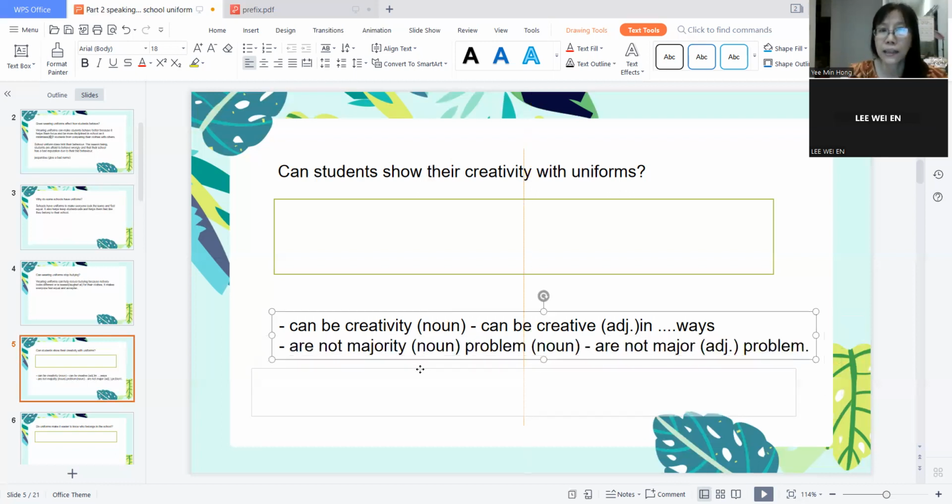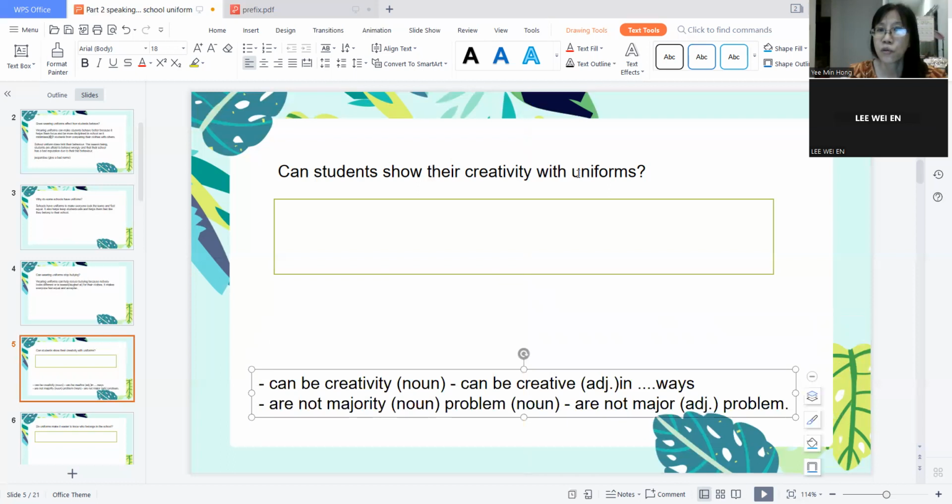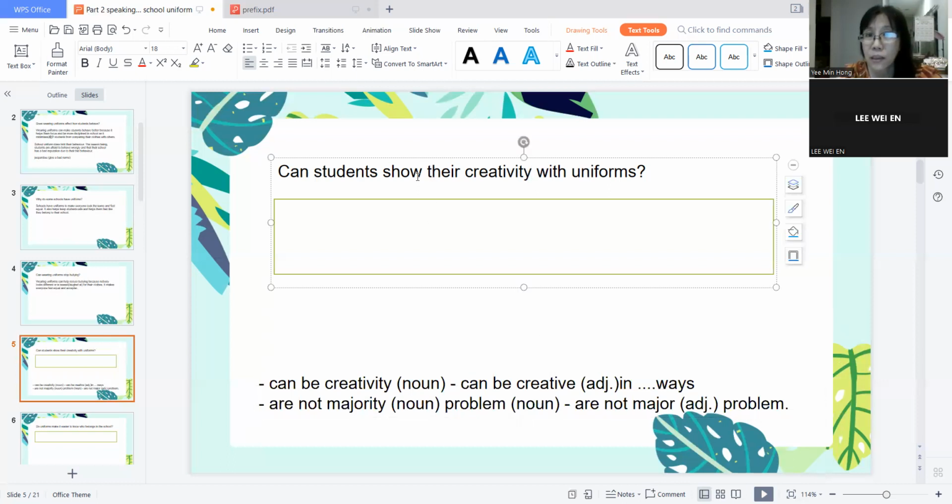Well, basically your idea is that wearing school uniform can be creative. Is that what you're trying to say? They can show their creativity through uniform, is it? Yeah. But you did not answer how. So how do they show their creativity? "Show" is a verb, and after a verb you need to take a noun. So, show their creativity.